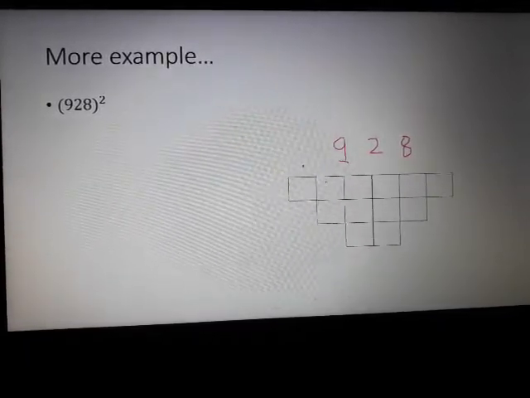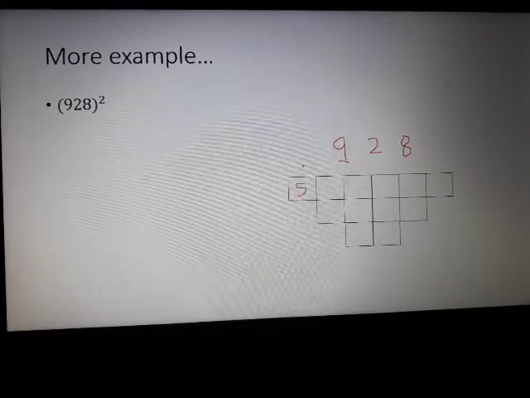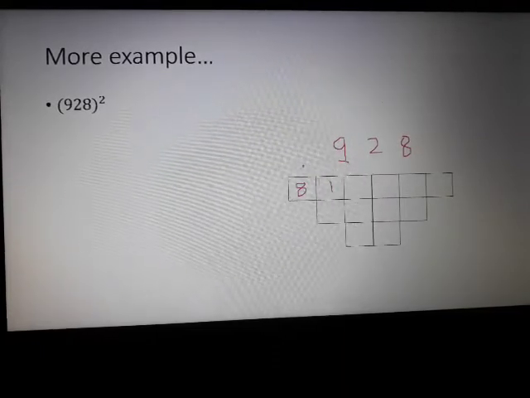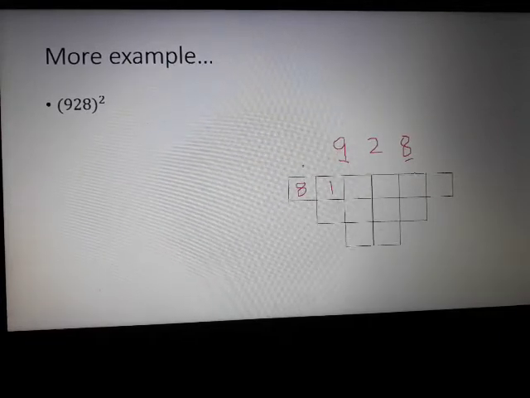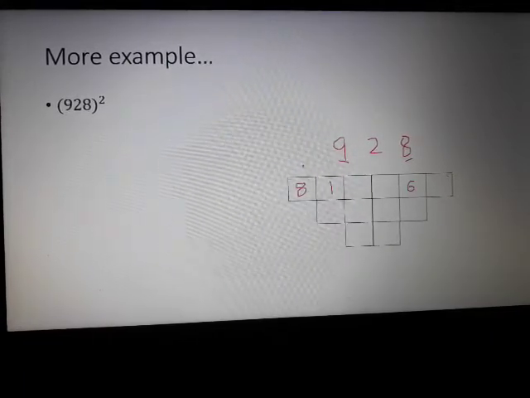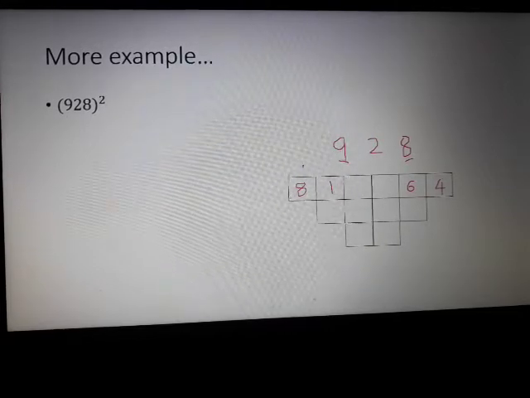Take the first digit, 9. The square of 9 is 81. Write the result in the left two boxes of the first row. Now take the last digit 8, square it, 64. Write the result in the last two boxes of the first row.